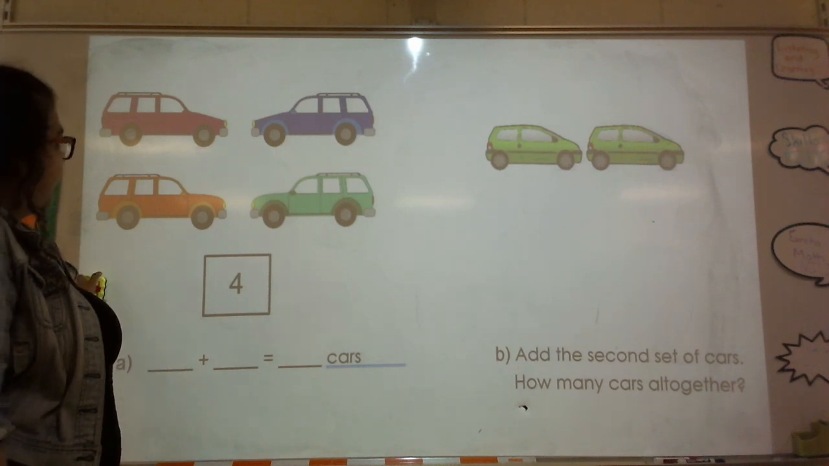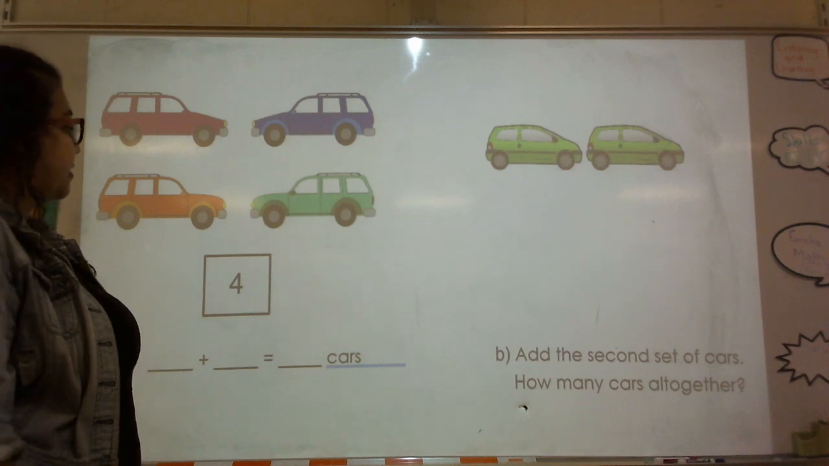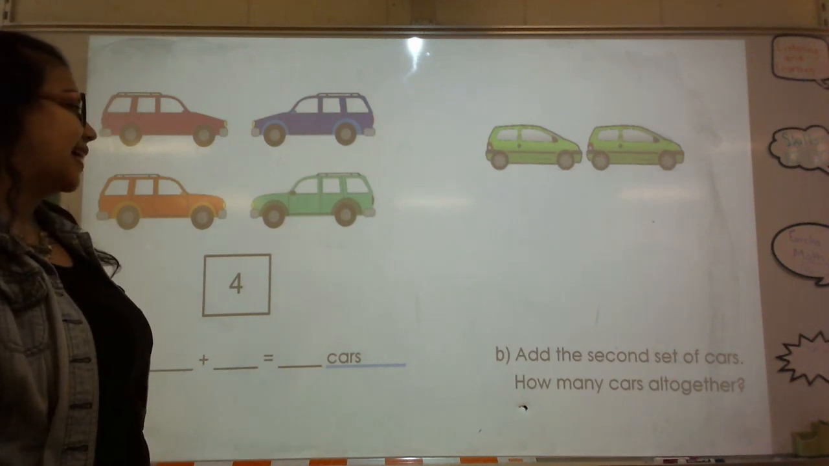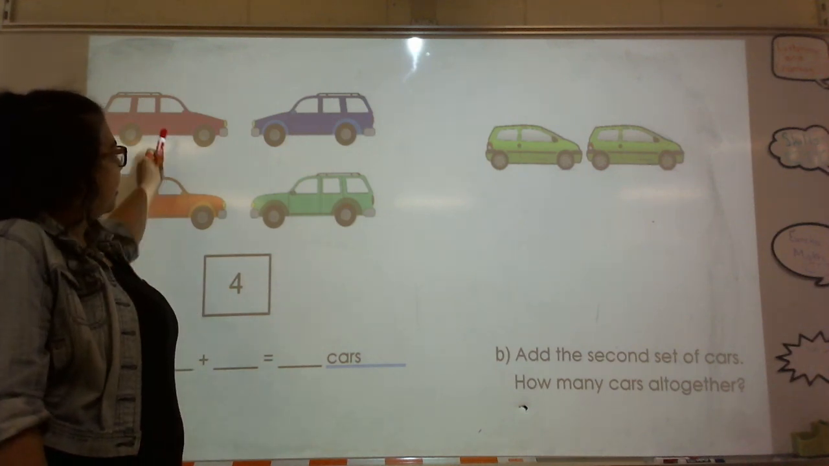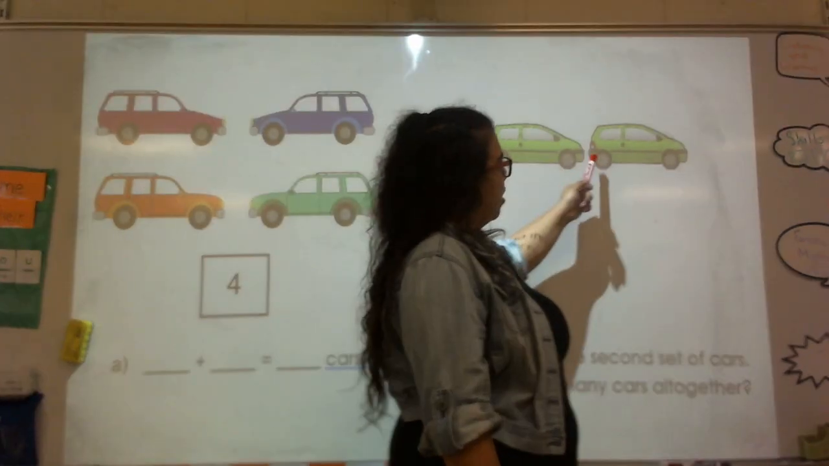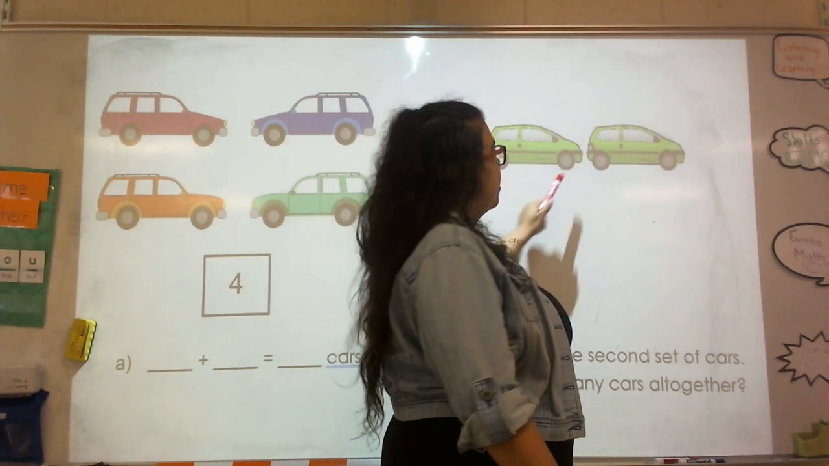All right. This time we have a word problem. It is so we're dealing with cars. They provide information. It says add the second set of cars. How many cars altogether? All right. So the first set, they've told us there are 4. The second set. How many cars are in the second set? Notice they are separated to show that they're 2 different parts. How many are here?